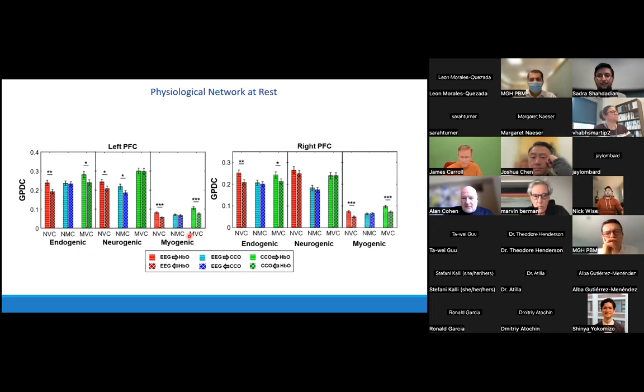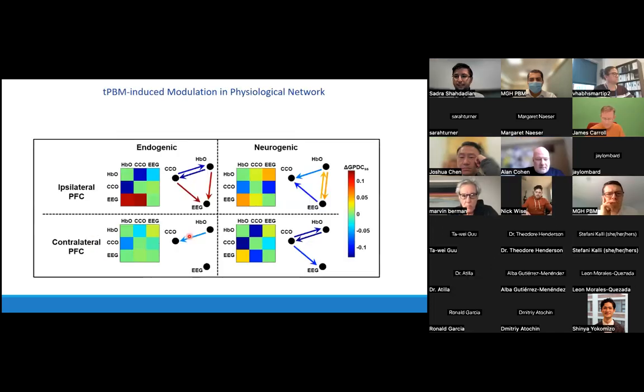But what about the effects of the tPBM? As you can see in this figure, I didn't report the results from myogenic band because they were not significant. Here, I only reported the significant changes after tPBM. And we can see an increase in the leading effect of CCO on EEG and leading effect of HBO on EEG, which is contradictory to what we had in the rest. In the rest, we had EEG leading HBO, which means the demand was leading the supply. But here, we have stimulation in CCO and HBO, and both of them lead EEG simultaneously. So the supply is pushing the demand.